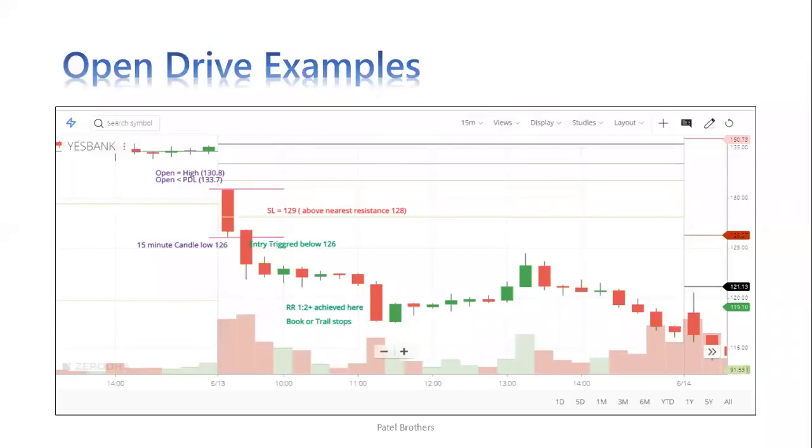How can we draw that pivot point? I have already discussed that. Can we use this setup for commodity? For commodity, we have not tried this setup.